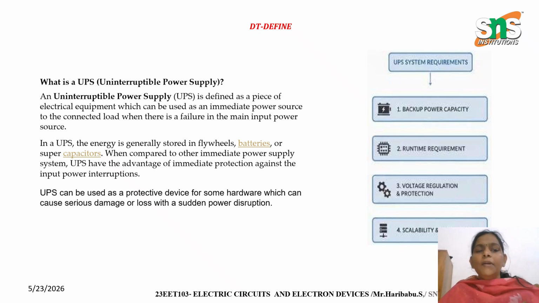When compared to other intermediate power supplies, the UPS has a main advantage that it protects against power interruptions. So it is mainly used to protect devices and hardware from serious damage whenever a power loss or a power disruption has happened. The main thing is that it acts as a backup power, the runtime requirement is very less, voltage regulation and protection are maintained, and it's highly scalable.